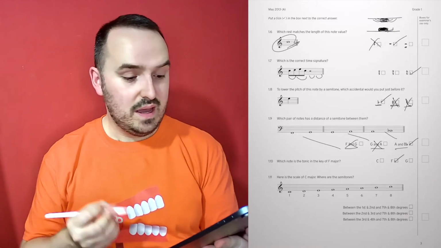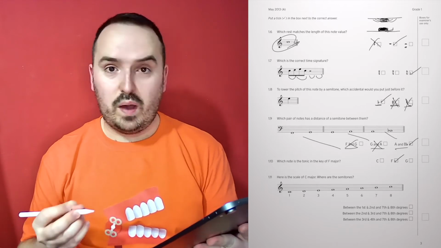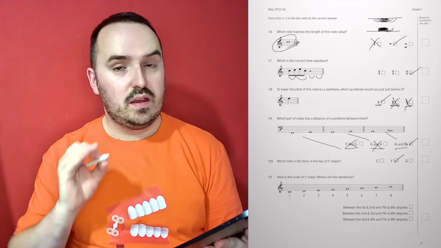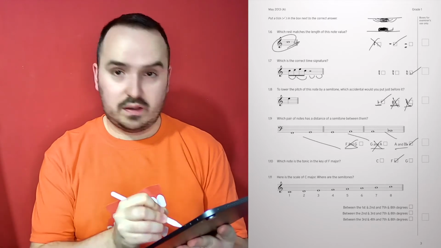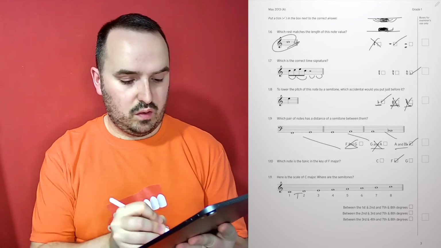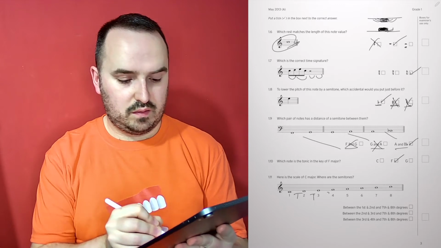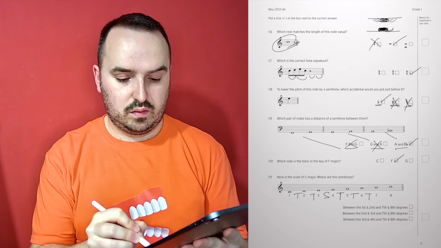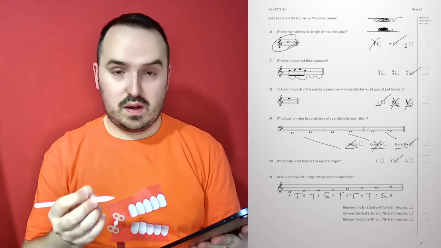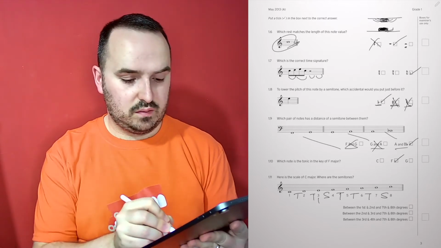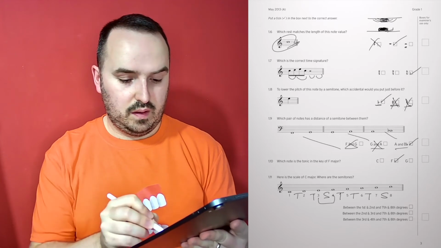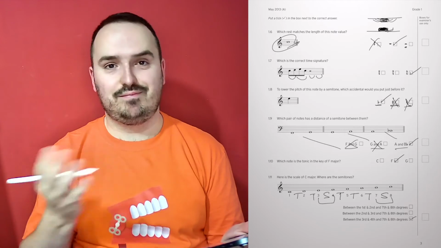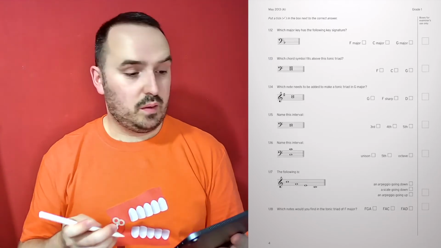Question number 11. Here is the scale of C major. Where are the semitones? Okay, so this is great. If you know your pattern, this is really, really easy. So on every single major scale, you've always got tone, tone, semitone, tone, tone, tone, semitone. So really easily there, we can see straight away 3rd and 4th and the 7th and 8th. And that's one of the options there, third option. Simple as that.